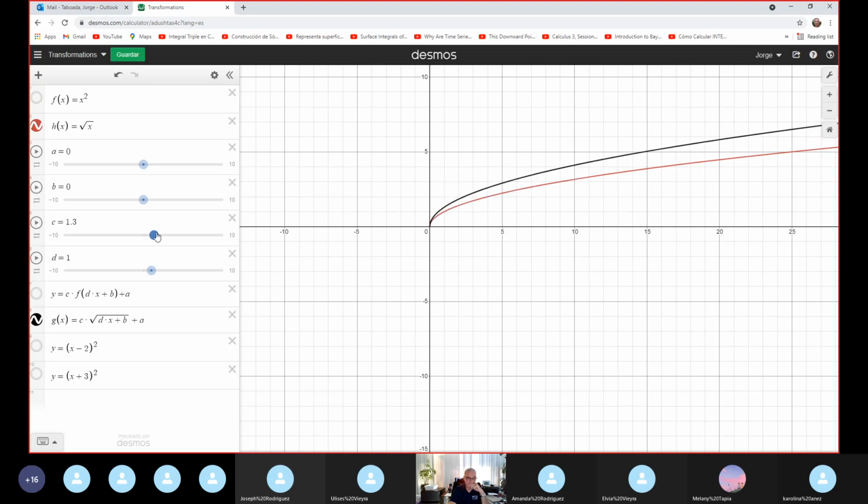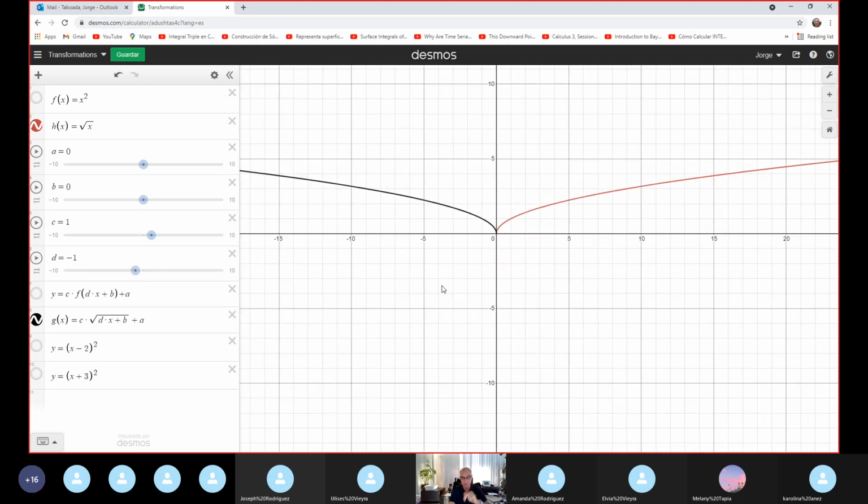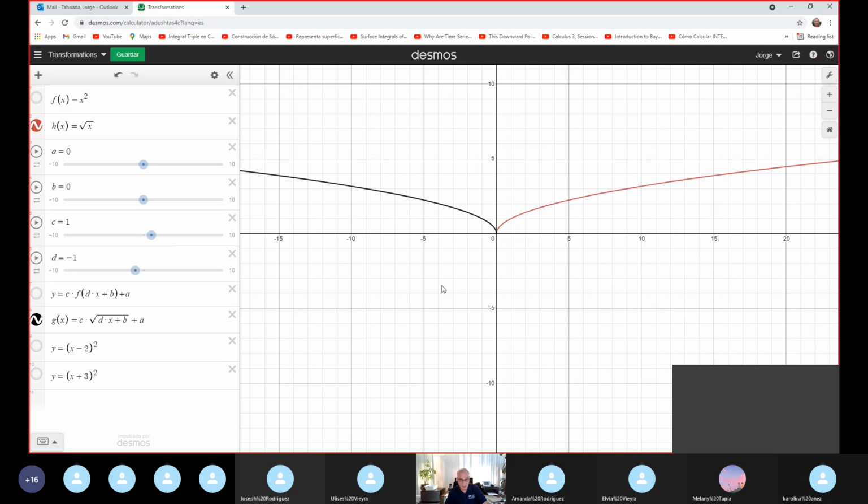Okay, so now, don't forget the reflection. Look, reflection is when the D is negative 1. But the new reflection about the y-axis is like that. Oh, negative 1. Do you see the perfect reflection, the pure reflection?